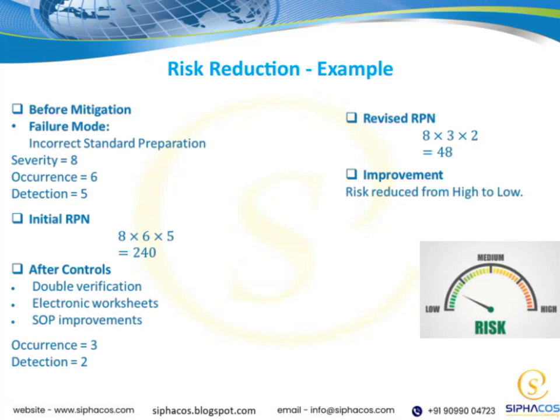Let's look at an example of risk reduction in action. This is where we identify potential problems early and take steps to minimize their impact. It's about being proactive, spotting risks before they become issues. By doing this, we protect our projects, our teams, and our goals. Risk reduction isn't just a safety net. It's a smart strategy that keeps everything moving forward smoothly.